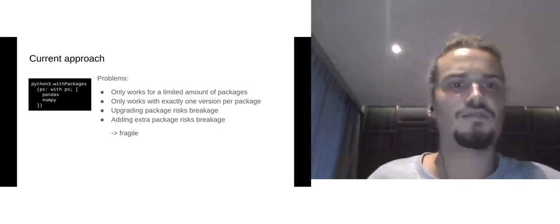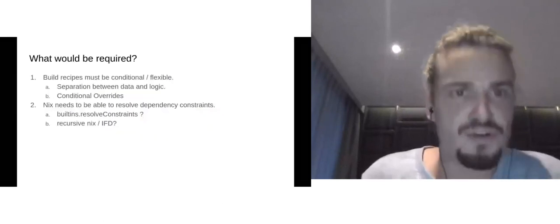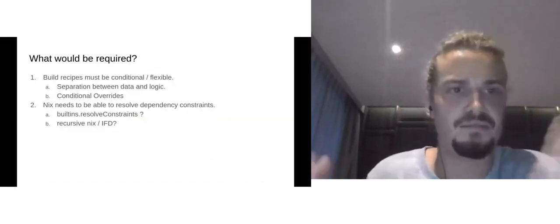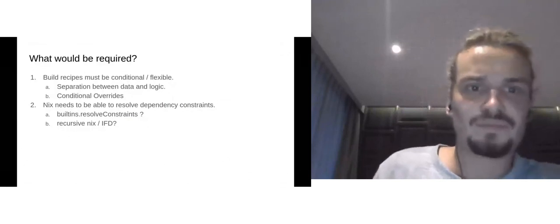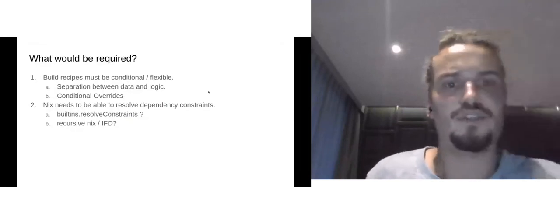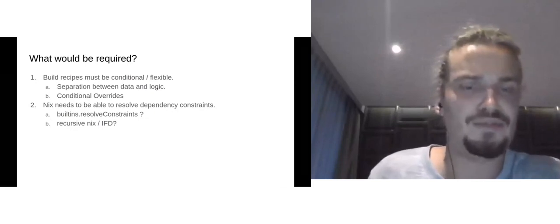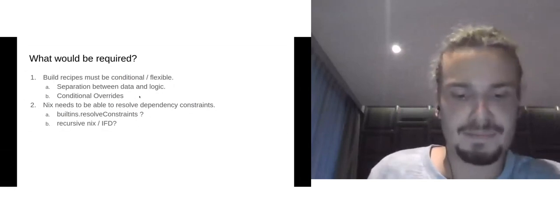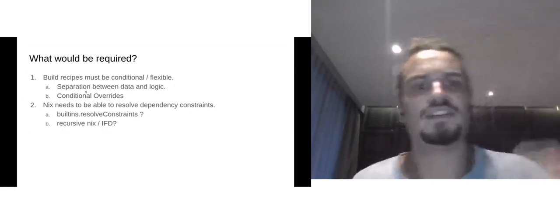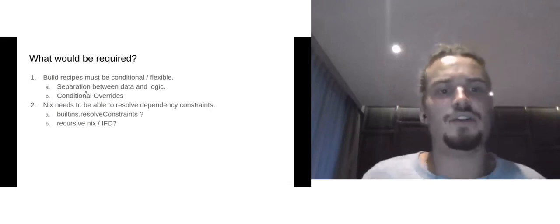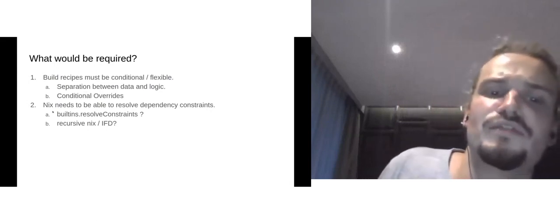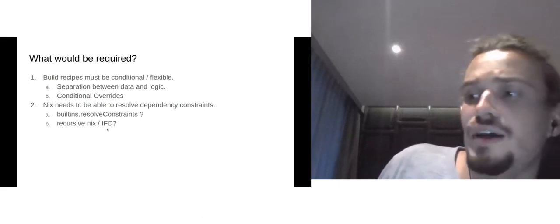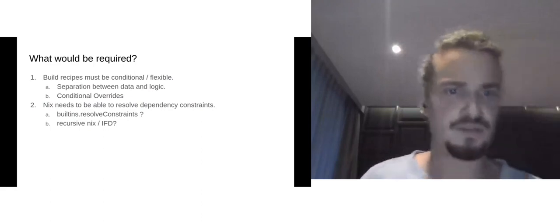So what would be required in order to do it properly, to have the same user experience or the same feature set like pip does? First of all, we need to have this separation between data and logic that allows us to manage conditional overrides that allow us to maintain several different versions. But also Nix needs to be able to resolve these constraints. We can now build something with IFD or with recursive Nix that does it, but it's probably going to be inefficient.